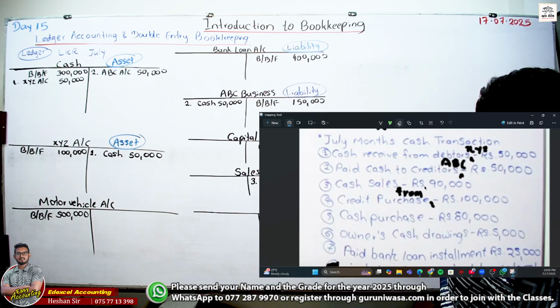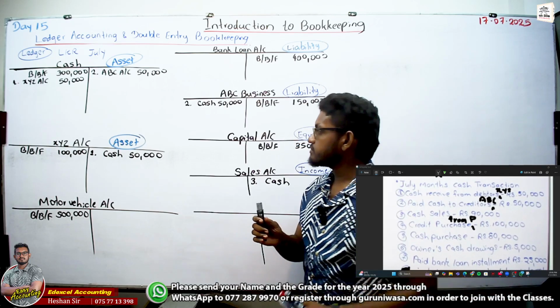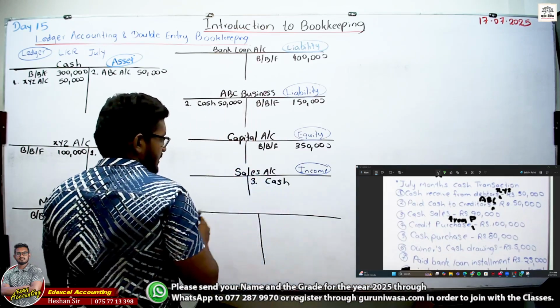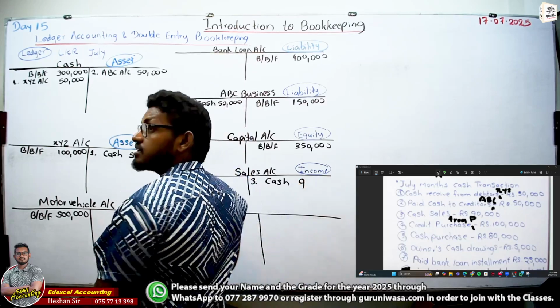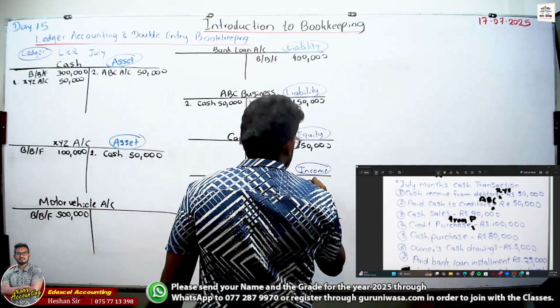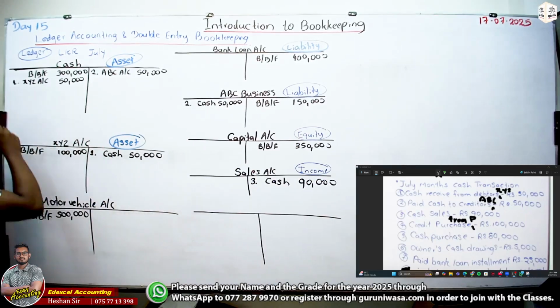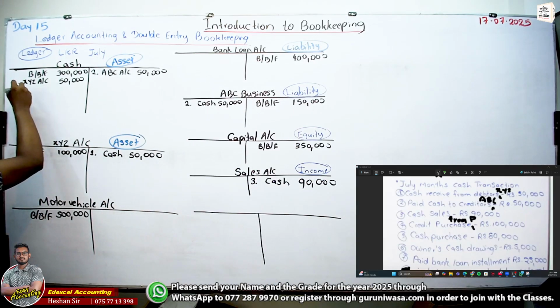It's 90,000, right? 90,000. He wrote it as cash sales 90,000. So when the cash sales is 90,000, sales account credit, and cash account debit. Number three.